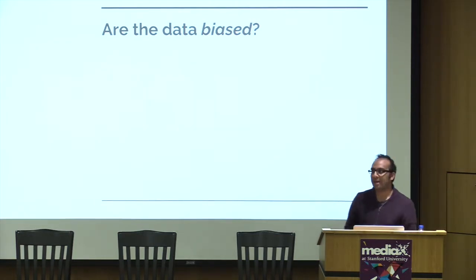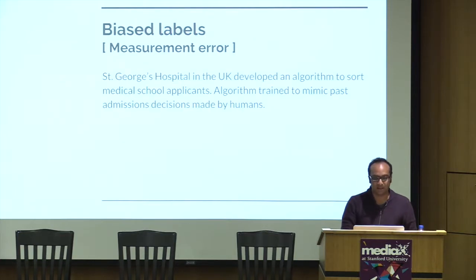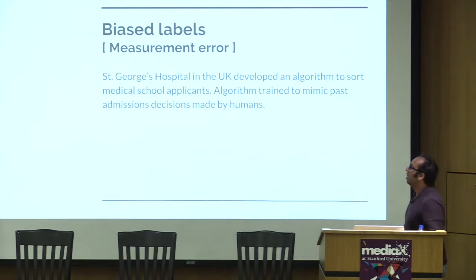And the next question one can ask is, are the data biased? So let me give you an example of this. What does it mean for the data to be biased? So here's a particular way in which the data could be biased. This is what's called measurement error. It's a real algorithm.